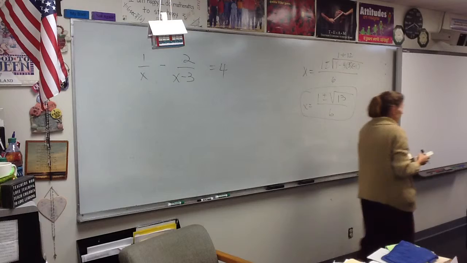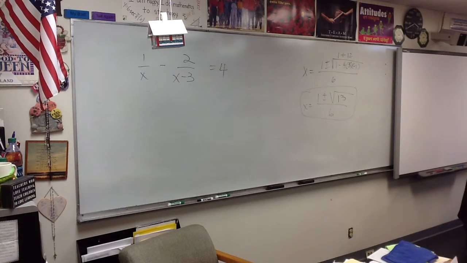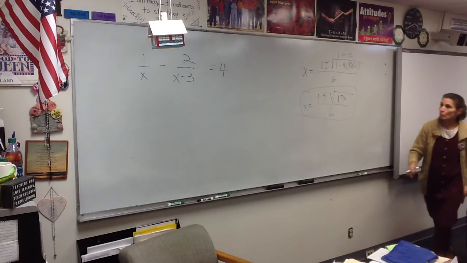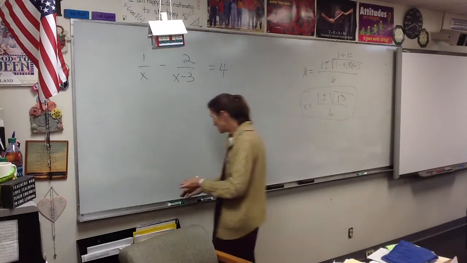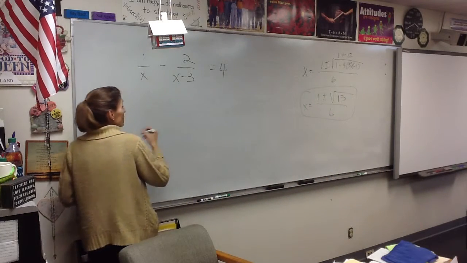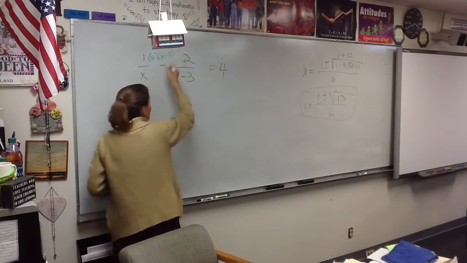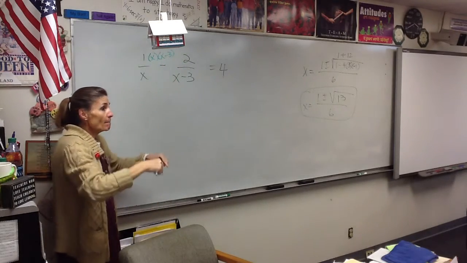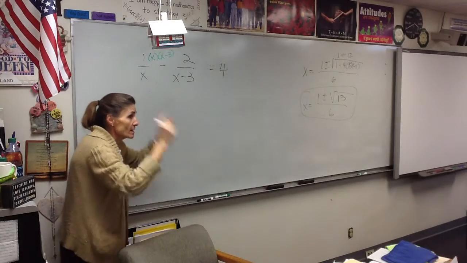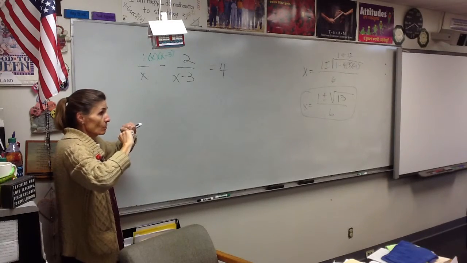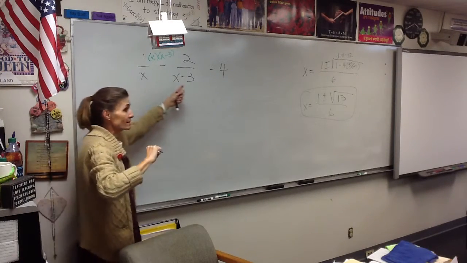Do any of my denominators factor? No. So I'm ready to begin. What is my common denominator? What am I going to multiply by? X and x minus 3. Groupies, you got to multiply by every denominator. Okay? Make sure both bases are covered.